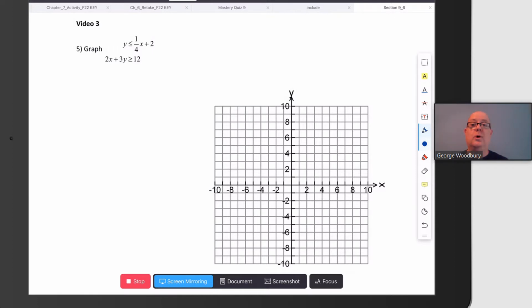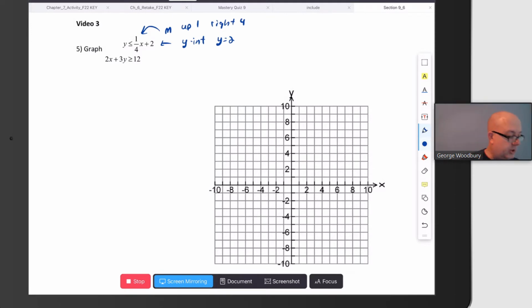We've got two lines. One of them is in slope-intercept form. One of them is in general form. Notice that both have an equal sign under the inequality, so we're going to use solid lines this time. I'm going to graph the first line in blue. Here I know my slope is 1/4, so that's up 1, right 4. I know my y-intercept is at y equals 2.